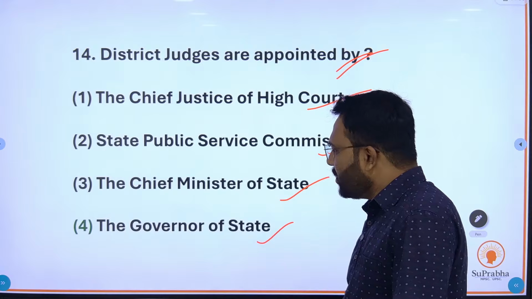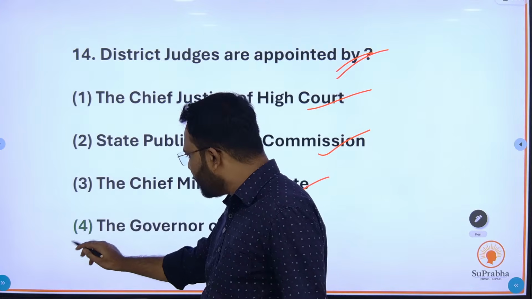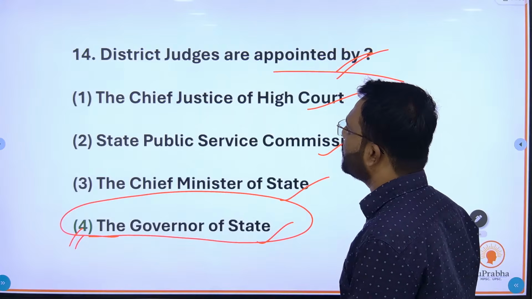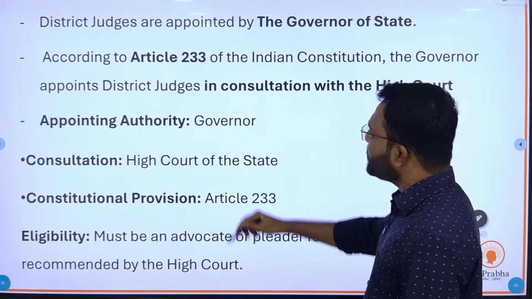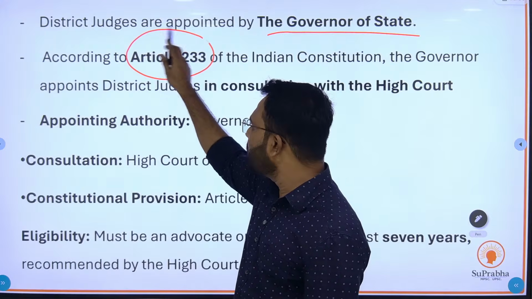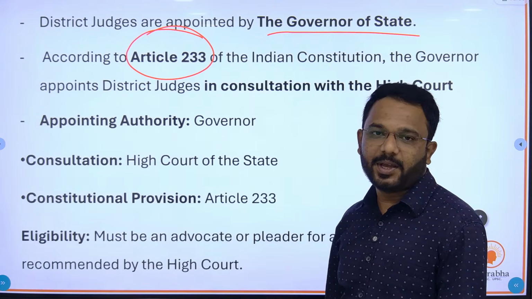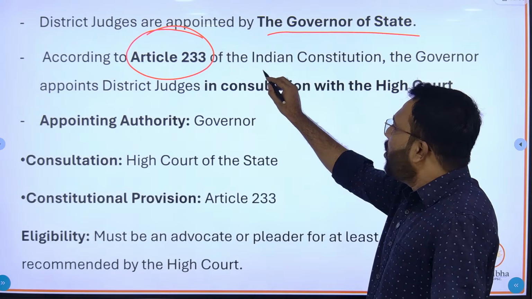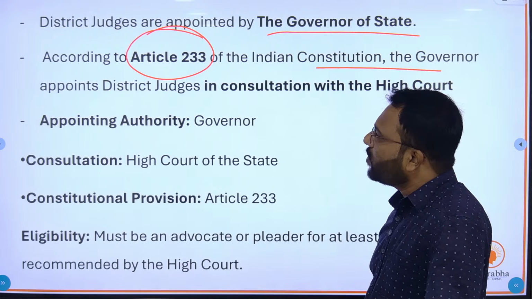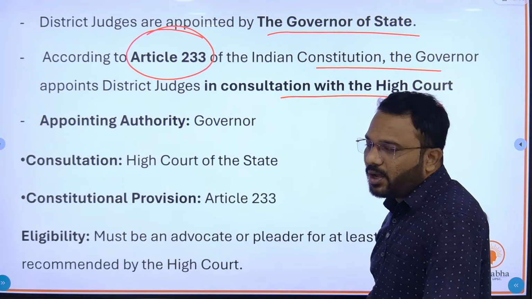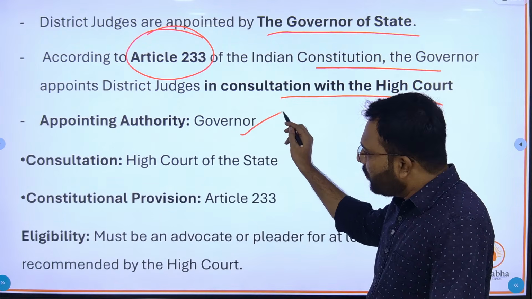So the right option here is option number 4. The Governor of the State appoints the district judge. District judges are appointed by the Governor of the State according to which article? Article 233. Important, you need to write it down. Of the Indian Constitution, the Governor appoints the district judge in consultation with the High Court. So, the appointing authority is the Governor.